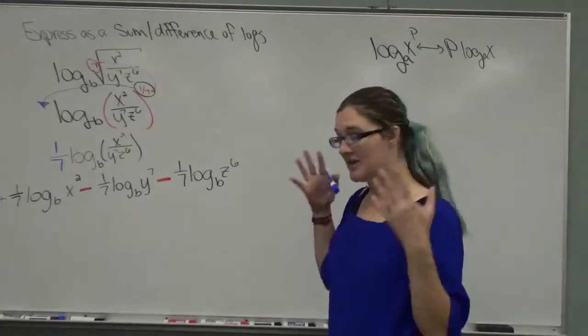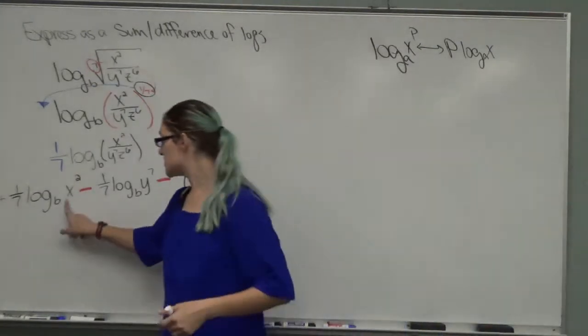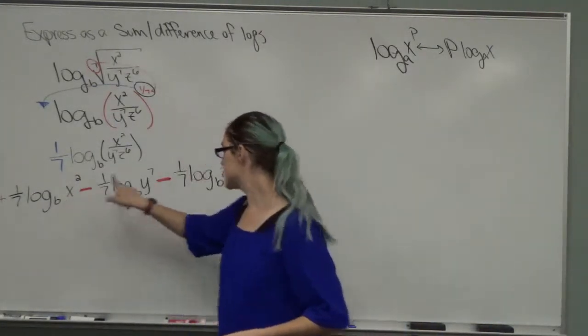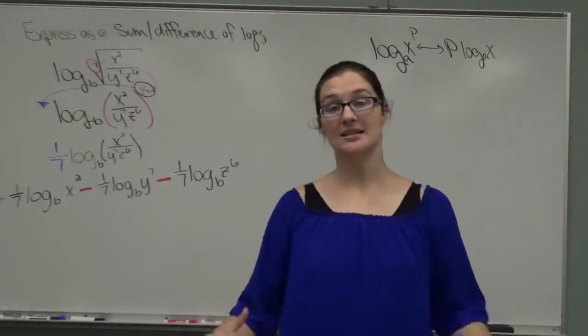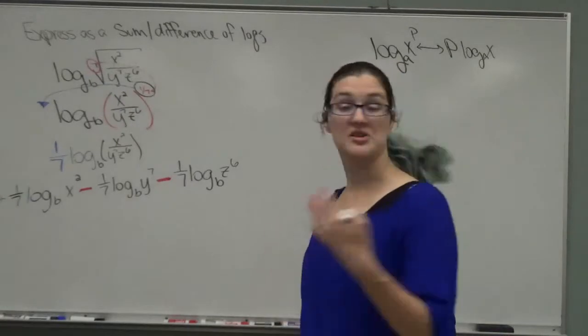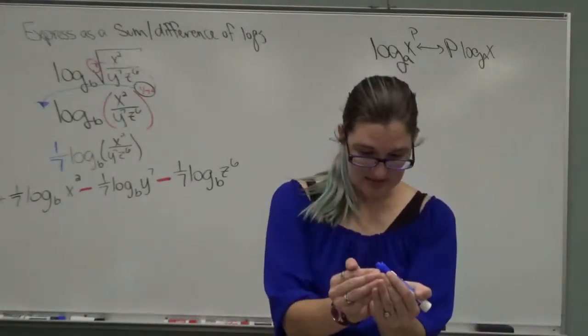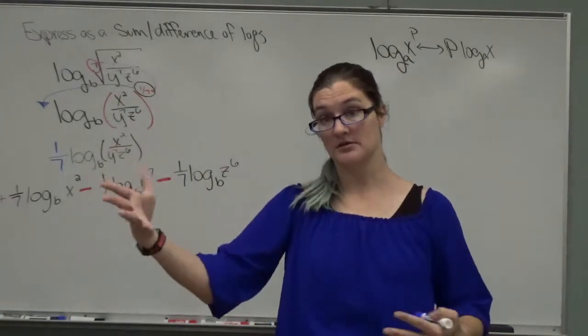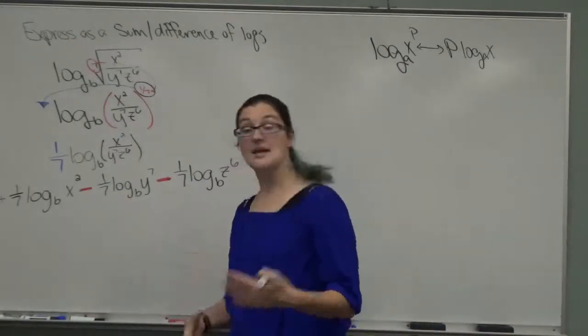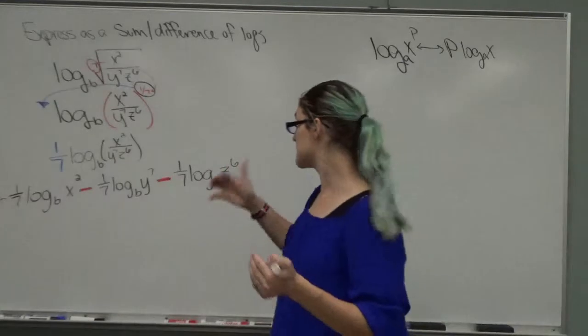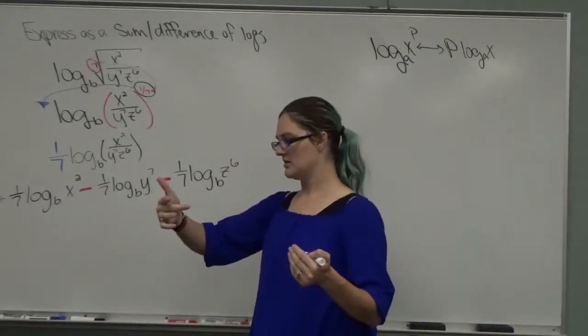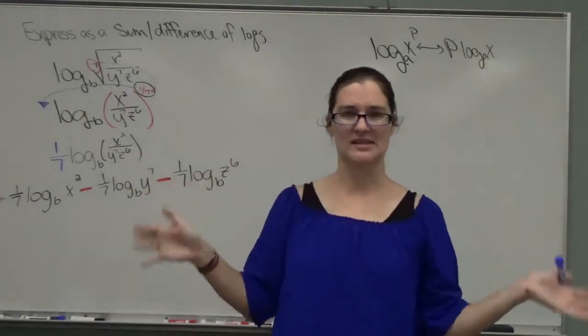Alright, so now we need to look at the inside of every log. Inside this log I have x squared. So this log is y to the 7th and this log is z to the 6th. We still have multiple things. X squared is not just a single x. It's an x squared. It's x times x. Y to the 7th is not a single y. That's y to the 7th. Y times y times y times y times y times y times y. I lost count. There may be one more y. I don't know. It doesn't matter.